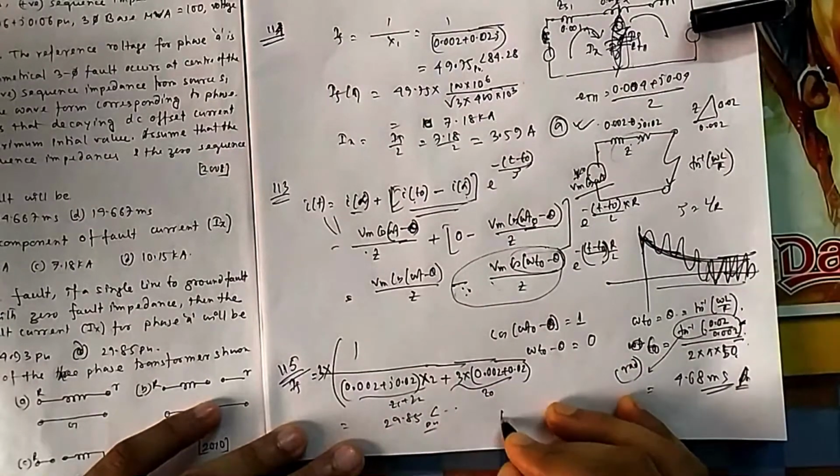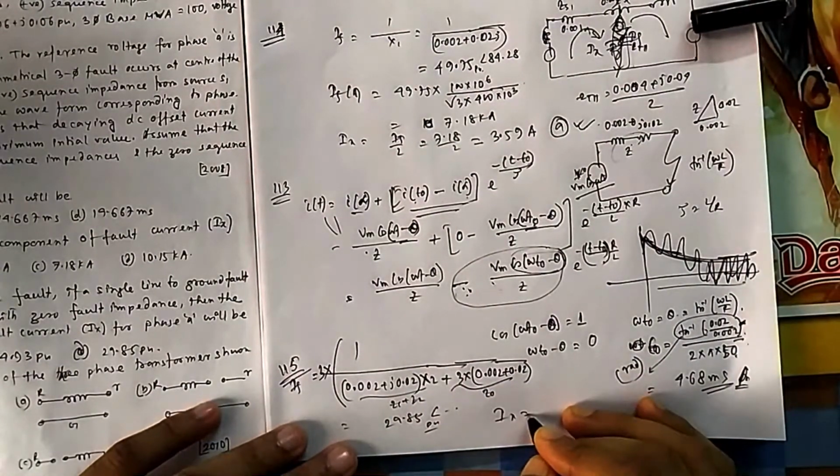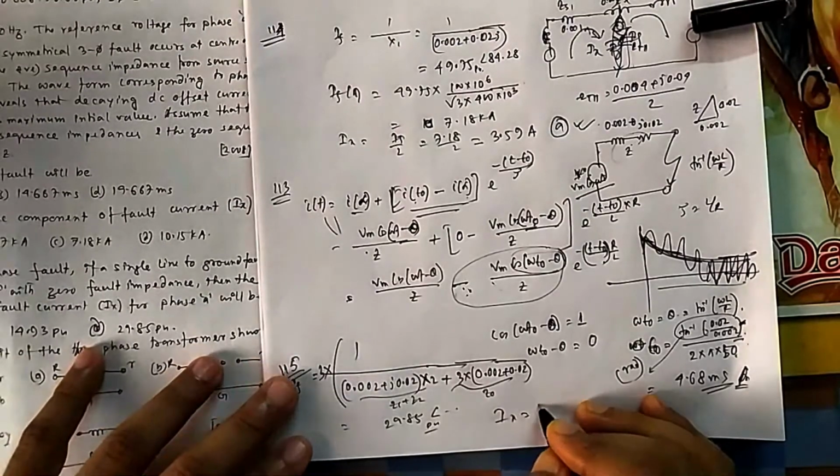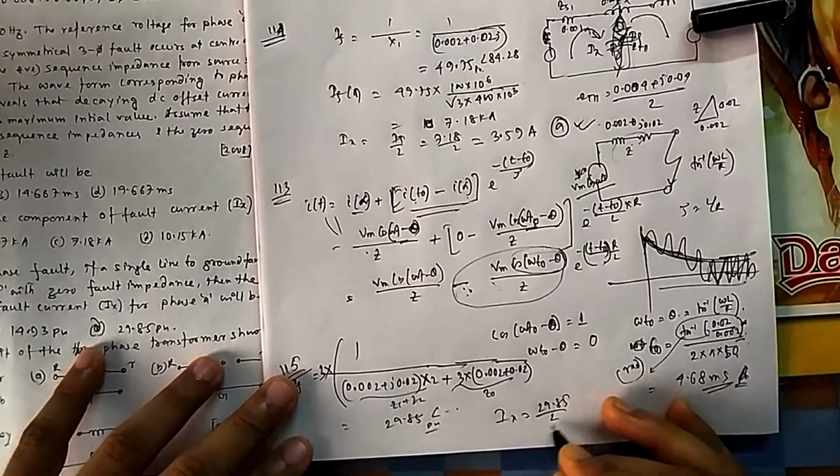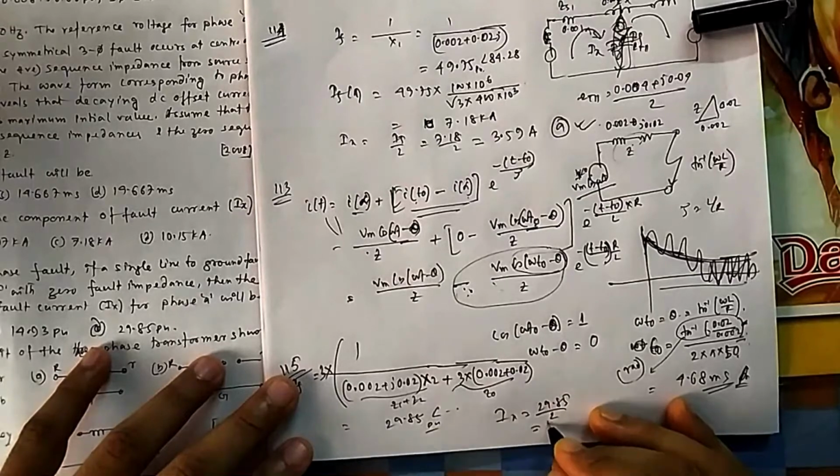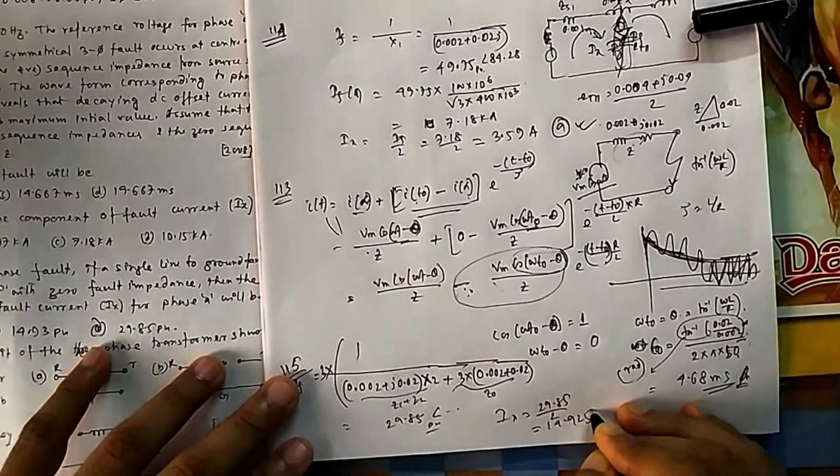Again, this is not the answer because they are asking you Ix, which is half of that one, and this answer is in per unit. So 29, no need to multiply with the base. If you do this one, then it is 14.925. That is your option C.